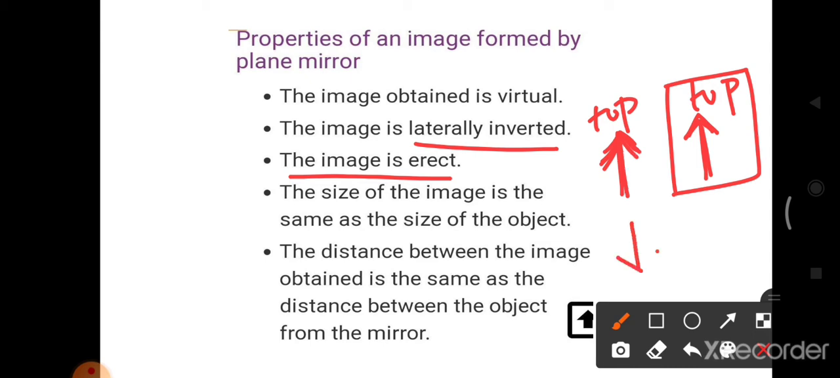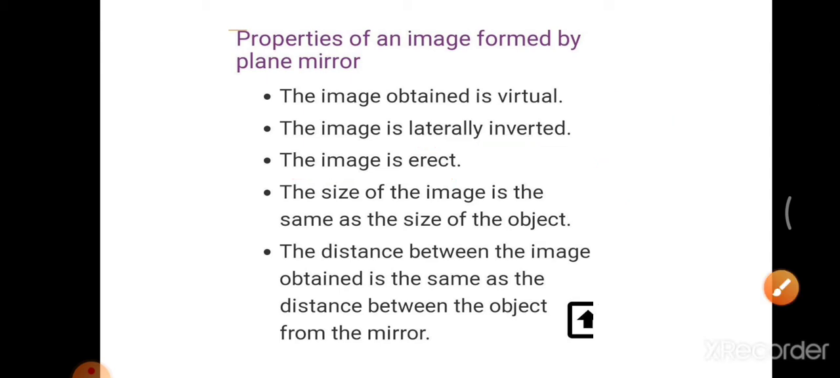Maybe the arrow mark is at the bottom, then in the image the arrow mark is also at the bottom. So the image is erect. The size of the image is the same as the size of the object. See here, this is the size of the object, and this is the size of the image. Both sizes are the same. The distance of the image from the mirror is the same as the distance of the object from the mirror. Wait, I will explain.